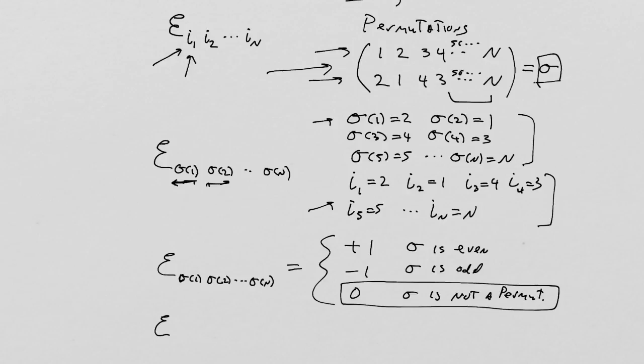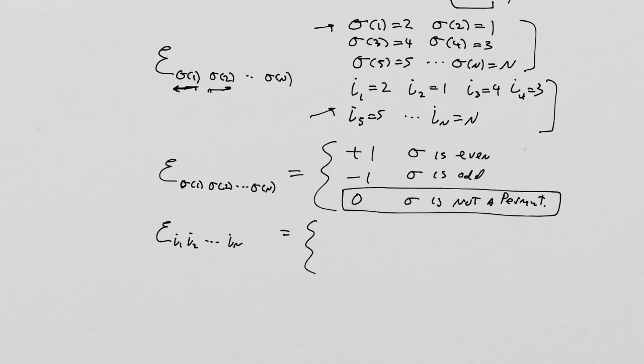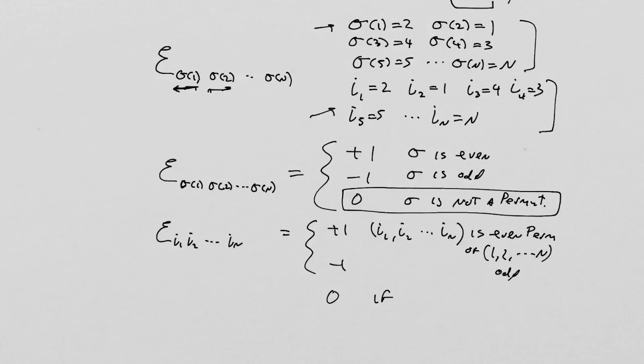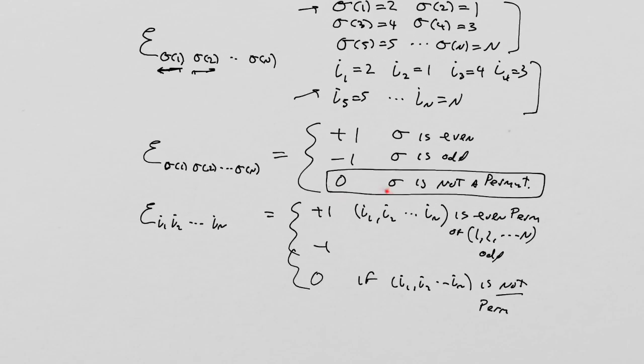So since sigma is actually defined to be a permutation, this last one doesn't usually have to be in here. However, if you define it this way, I1, I2 to In, like that, you might tend to write a definition that looks like this: +1 if I1, I2, to In is an even permutation of 1, 2 to n, -1, same thing, but if it's odd, and then 0 if I1, I2 to In is not a permutation, right? Because for the case of sigma, we've actually defined it here to be a permutation, so the 0 case never exists, right?